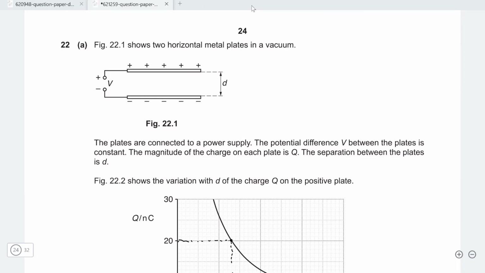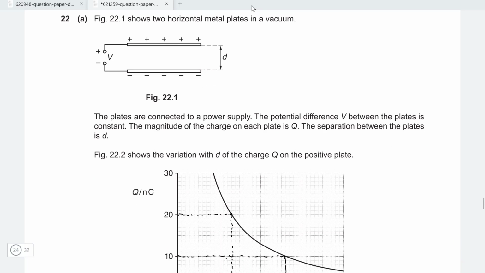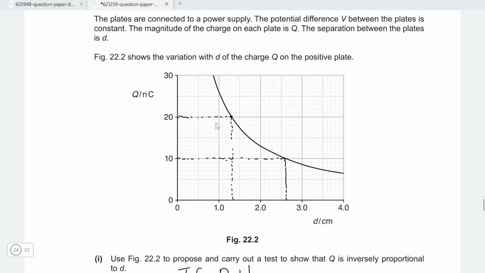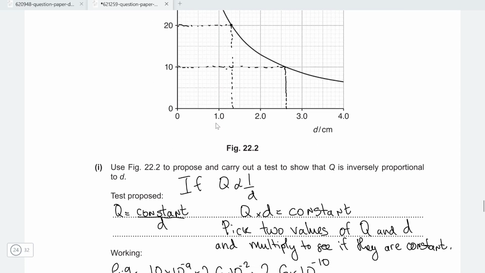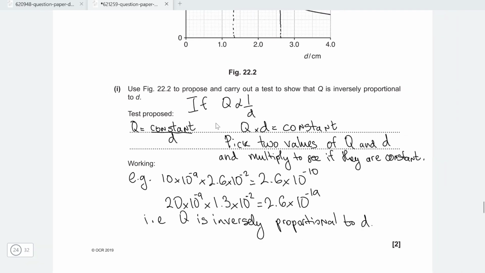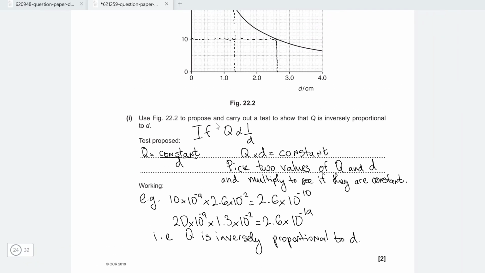So question 22, figure 22.1 shows 2 horizontal metal plates in a vacuum. And then we're given the variation of charge with distance D. The relationship seems to be inversely proportional, and what this question is asking us to do is see if we can propose and carry out a test to show that Q is inversely proportional to D.